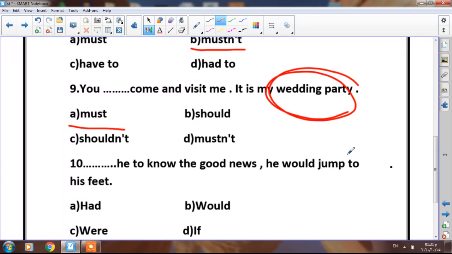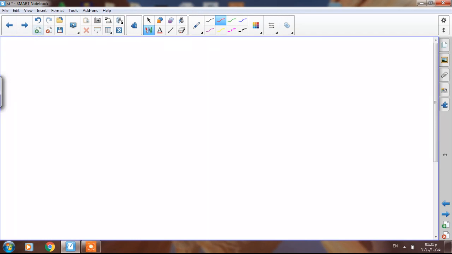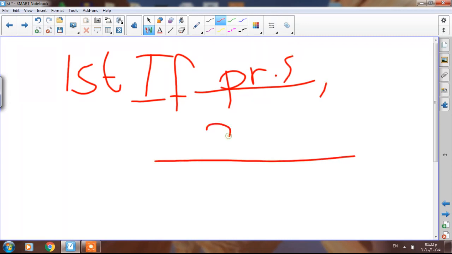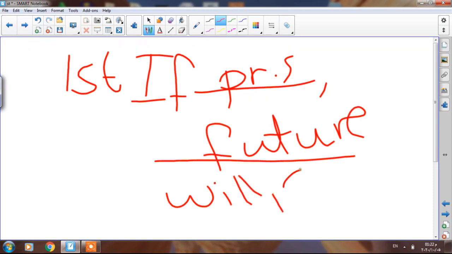Now from number ten, we are going to revise the conditionals. Who can remind me of the conditionals? We have the first conditional. If in the first conditional is followed by what? Present simple, and then future. I mean here I can use will, I can use can, I can use may. What else? Who can tell me what else?